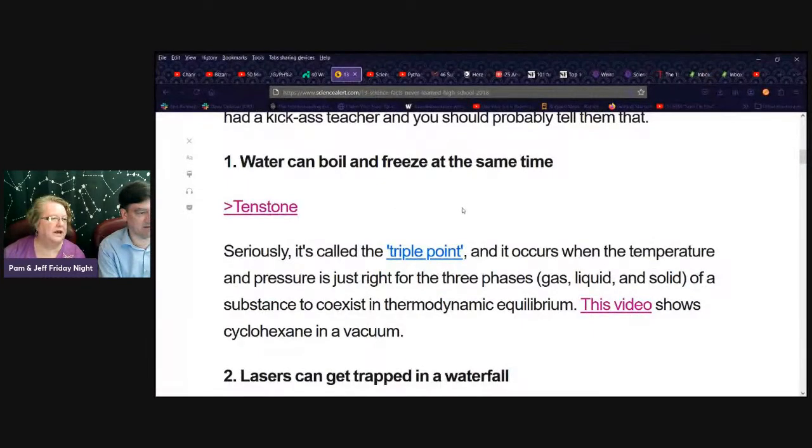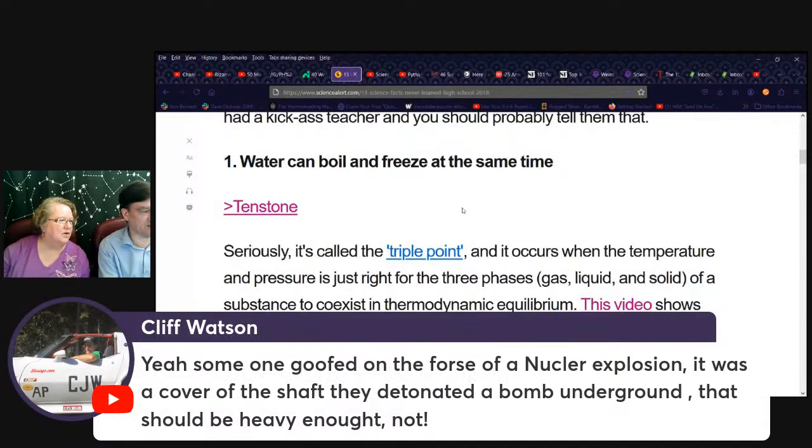Oh, I see. Okay. And Dawn has a comment? First, Cliff. Yeah, someone goofed on the force of a nuclear explosion. It was a cover of a shaft that they detonated a bomb under when they had detonated a bomb underground. That should be heavy enough. Yes, it was supposed to contain the bomb, and boom. They basically tiddlywinked it out into space.